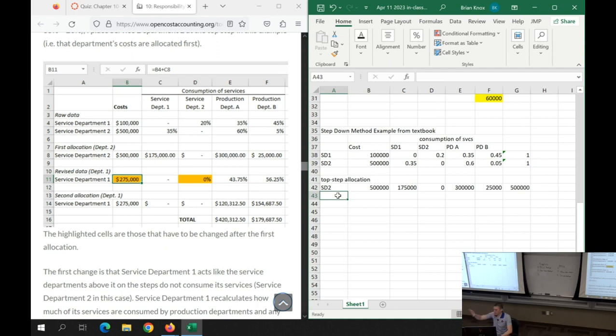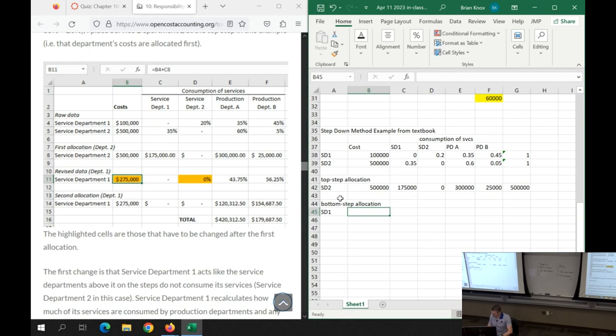Now let's move down step. And the illustration in the textbook has 3 service departments, and in practice you'll have lots of service departments, but each question in the exam has 2. So there's a top and a bottom step, just to get you in the general procedure. Okay.